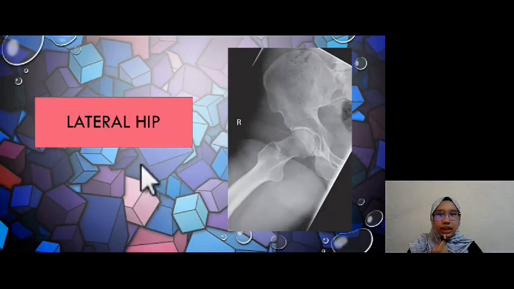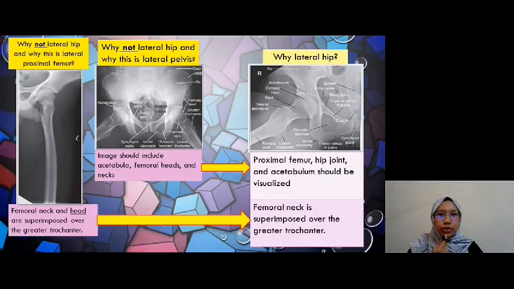Okay, I will explain to you about lateral hip. First, we need to detect whether our image is a lateral hip or a lateral pelvis or lateral proximal femur. To compare between a lateral hip and a lateral pelvis, in the lateral hip, proximal femur, hip joint, and acetabulum should be visualized, while in lateral pelvis, the image should include acetabula, femoral head, and neck.